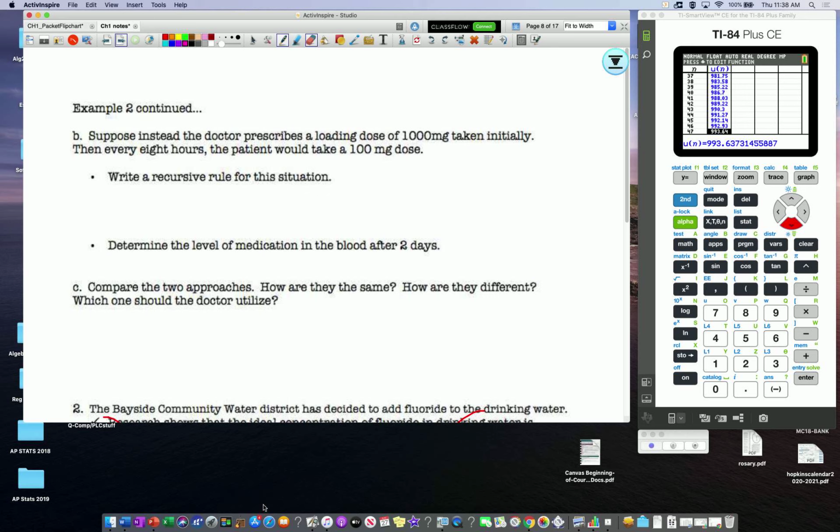So here it says, suppose instead the doctor prescribes a loading dose of 1,000 milligrams taken initially, then every 8 hours the patient only takes 100 milligrams. So now it's asked you to do the same thing, write that recursive rule. All right, so now u sub 0, instead of being 100, becomes 1,000. However, the second statement, u sub n minus 1, doesn't change. 1 minus the 10%, but plus the 100. Okay? So it says, determine the level of medication in the blood after 2 days.